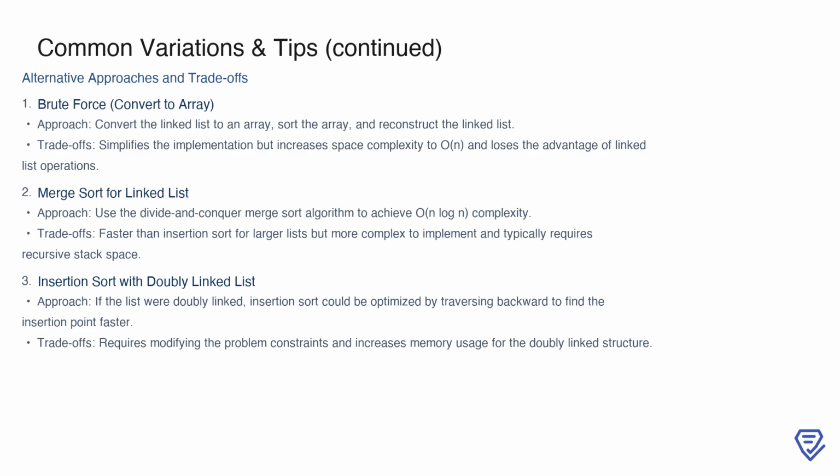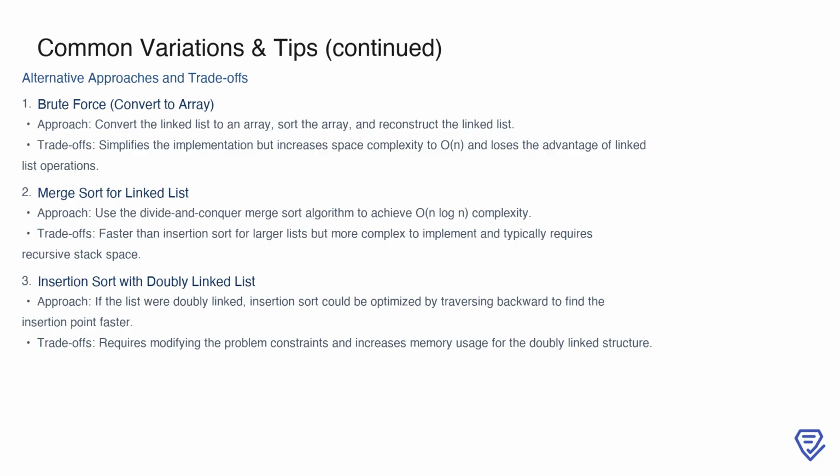Another option is to use merge sort, which is a divide-and-conquer algorithm that achieves n log n complexity. Merge sort is faster for larger lists but requires additional implementation effort and can consume more memory due to the recursive stack space. Lastly, if the list were doubly linked instead of singly linked, insertion sort could be further optimized.